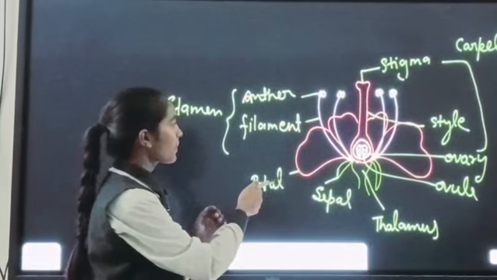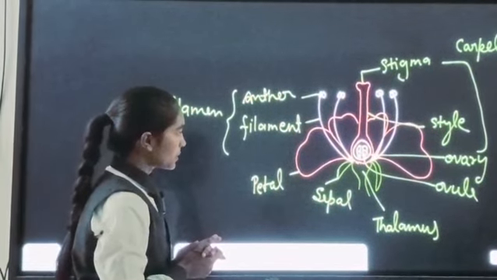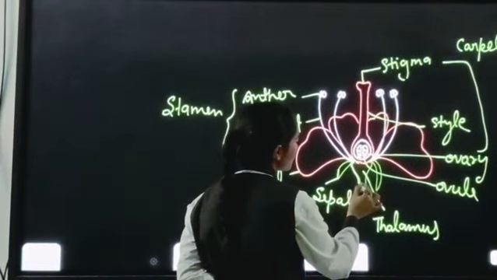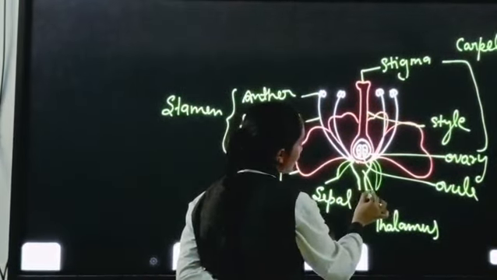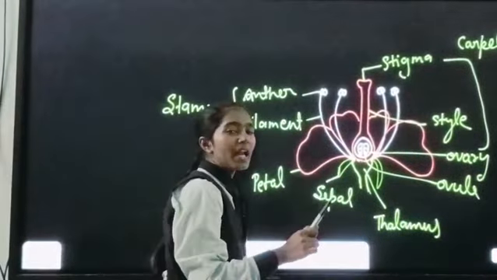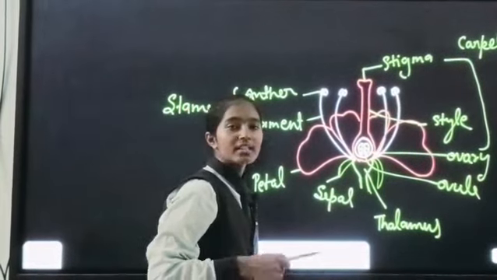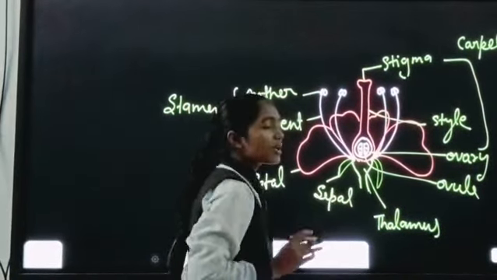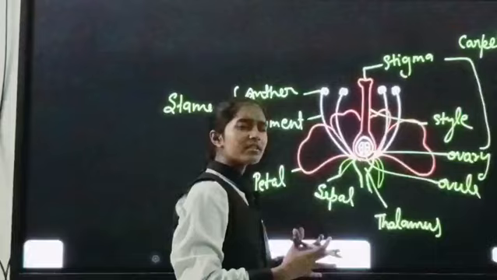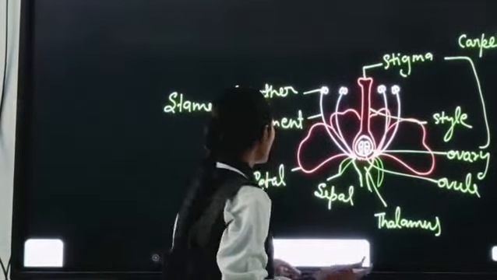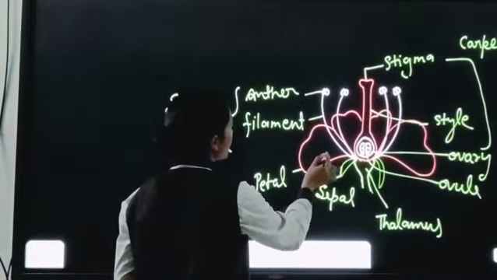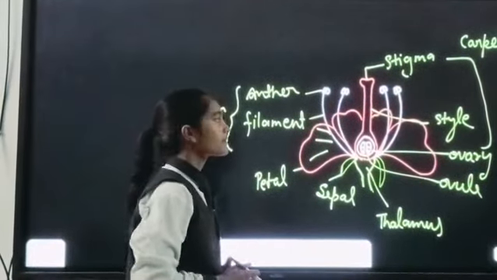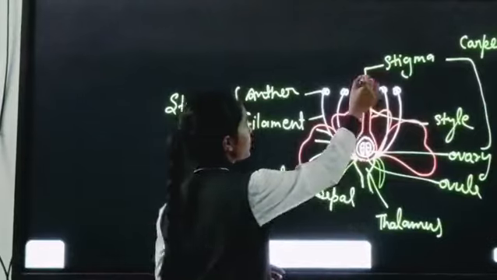Can you see this diagram? Let me tell you about the parts. See, this is the thalamus or receptacle. It attaches the flower to the stem or the branch. Further, this is sepal. Sepals are usually green in color. They protect the flower when it is still a bud. Then petals. You know, these are very colorful and they attract us. They attract the pollinators.